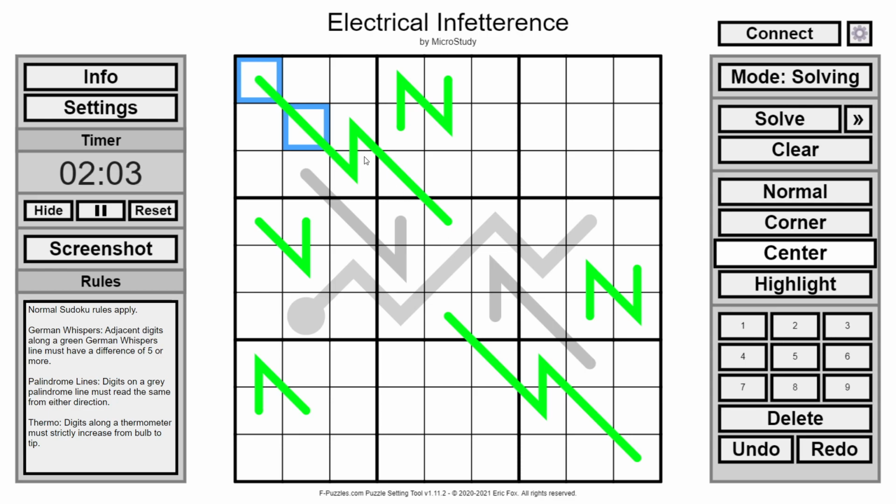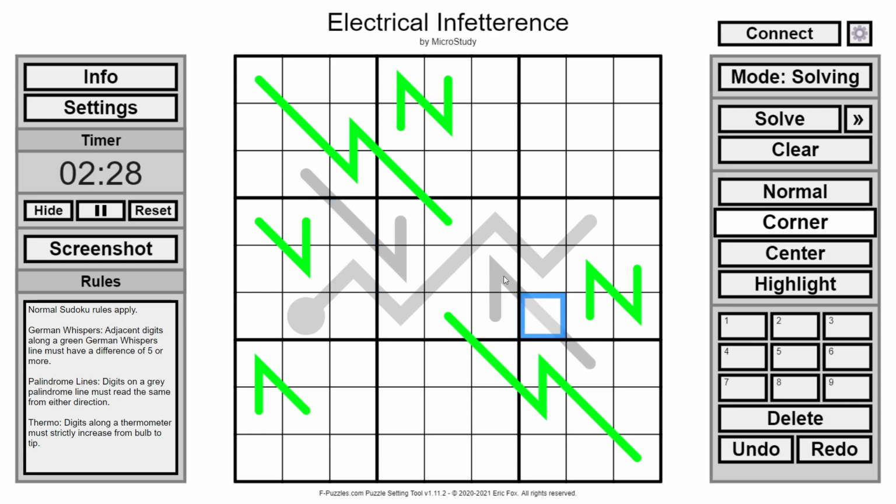Digits can repeat, so we could have a 9 up here and then a 9 down here, let's say, that would be just fine. Of course, you can't repeat within a box or within a row or column, but the line itself doesn't mean you can't repeat. Palindrome lines, digits along a gray line must read the same forward and backwards, so these two digits are going to be the same, and these two digits are going to be the same.